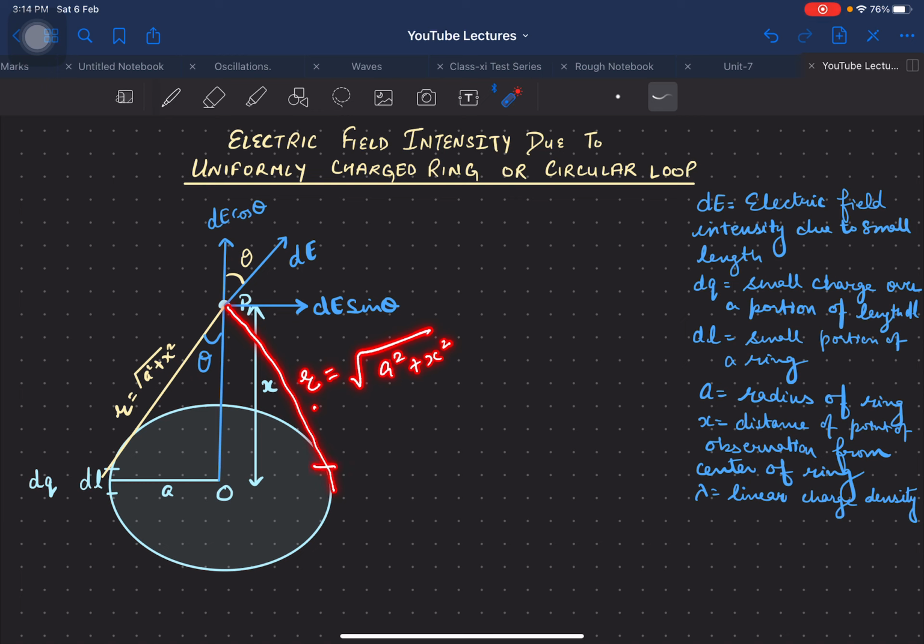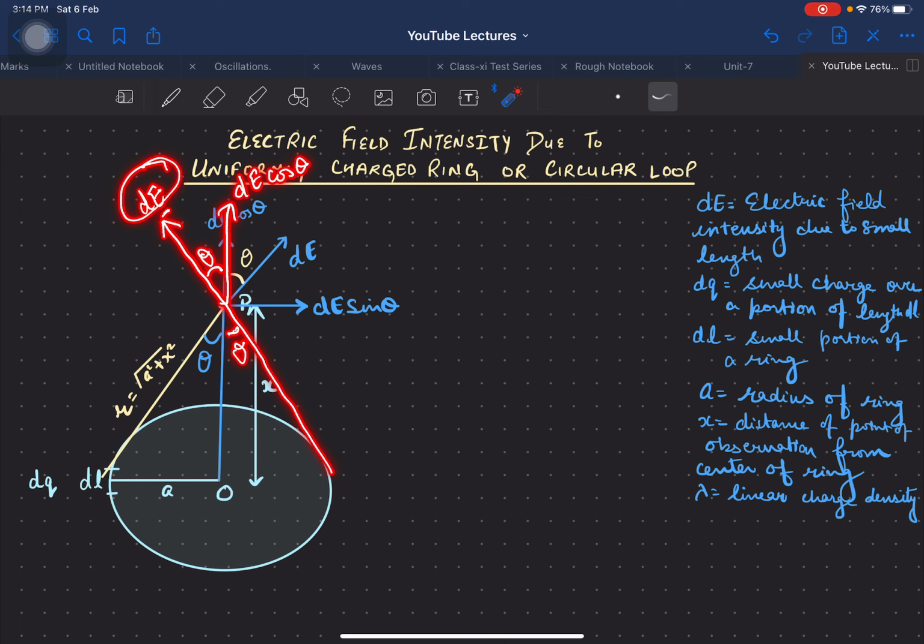Due to this small length dl, we will have a small electric field intensity acting at point P, which will go along this line. So this will also be a dE, and here it will also make angle theta. If I divide this dE into its rectangular components, I will get dE cos theta in the upward direction, but for this dE I will have dE sin theta acting along this direction. Now we can easily see that this dE sin theta and this dE sin theta are cancelling out each other's effect.